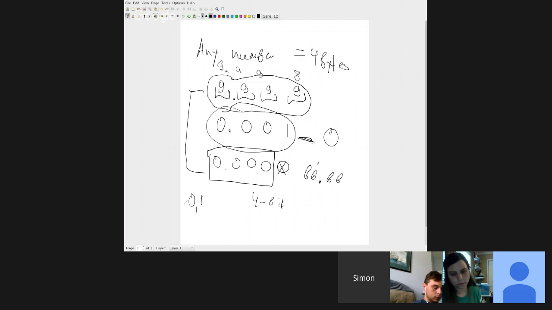What will be the maximum value in this case? The maximum value will be all ones here and all ones here. Okay. What will be the minimal value? We know that it's going to be 0, 0, 0, 0. What will be the precision? 0, 0, 0, 1. That will be the precision.